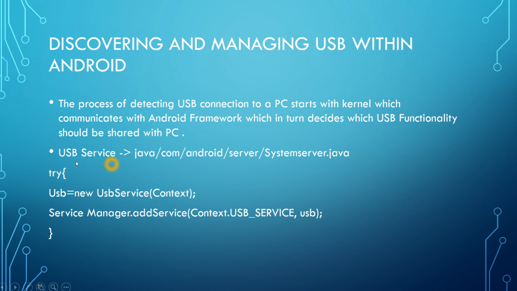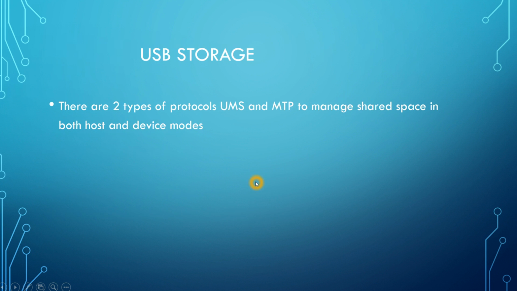Then USB service is the first one to get started, and that is present in this particular path, java/com/android/server/SystemServer.java. And here is a small code snippet of how to create a USB service using the UsbService function and passing the current context. And then we use this addService method, and the context will be USB service. This will create the USB service.